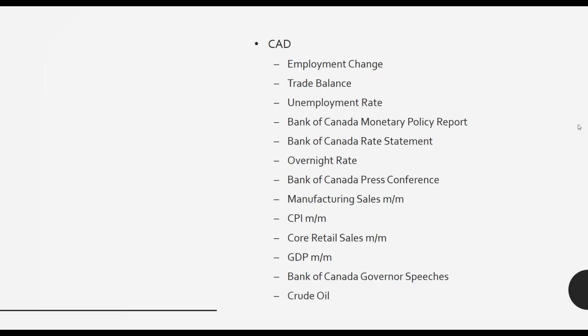On the Canadian, we have the employment change, the trade balance, the unemployment rate, the Bank of Canada monetary policy report, the Bank of Canada rate statement, the overnight rate, the Bank of Canada press conference, manufacturing sales month over month, CPI month over month, core retail sales month over month, GDP month over month, Bank of Canada governor speeches.